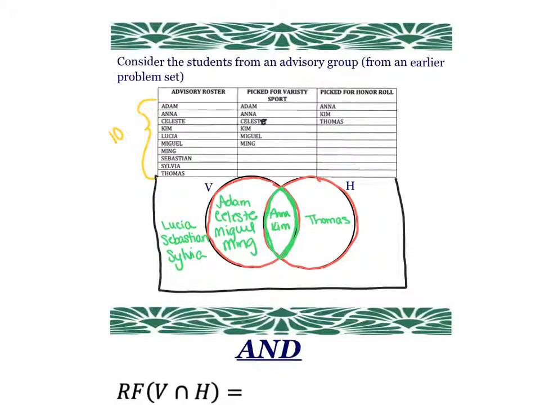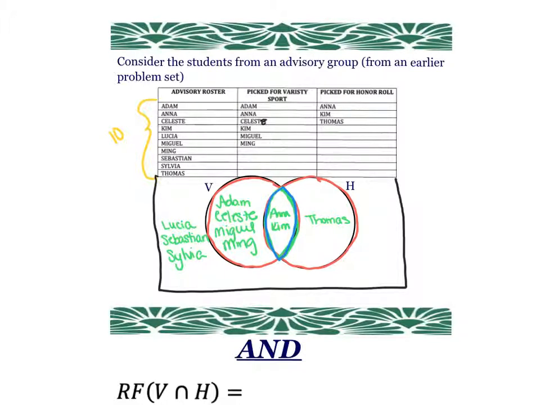Okay, welcome back. So here are the names you should have in your Venn diagram. You can see you've got Anna and Kim. They are the only two who are in this advisory group. They are also picked for varsity sport and honor roll. Thomas is only on the honor roll. Adam, Celeste, Miguel, and Ming are picked for varsity sport only.